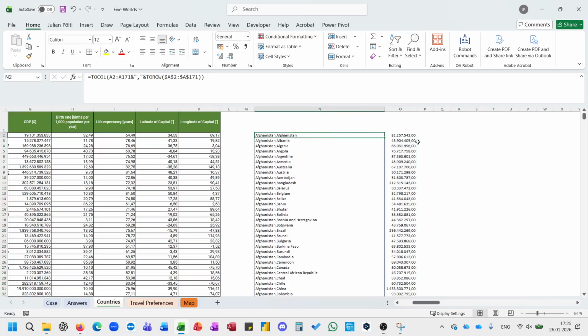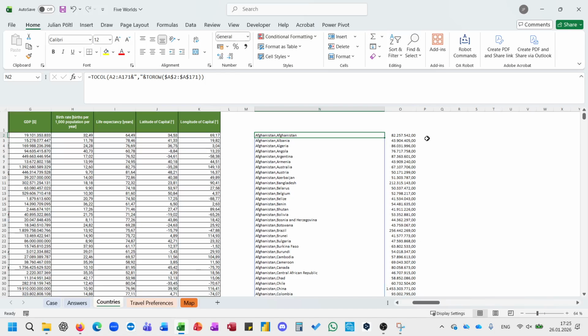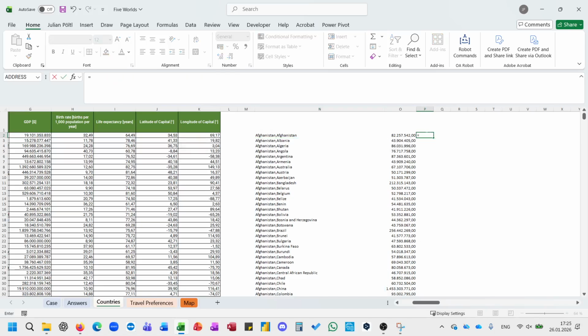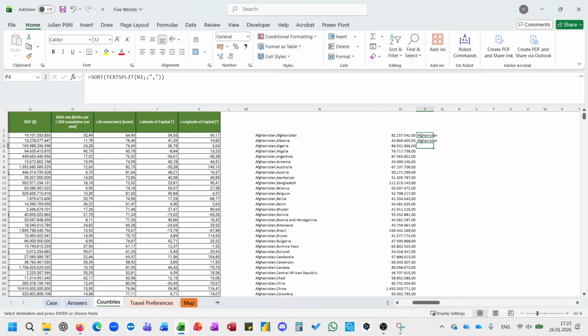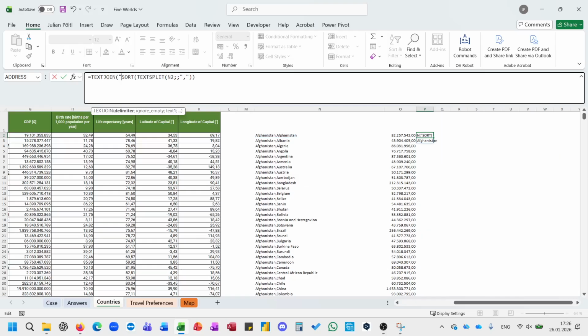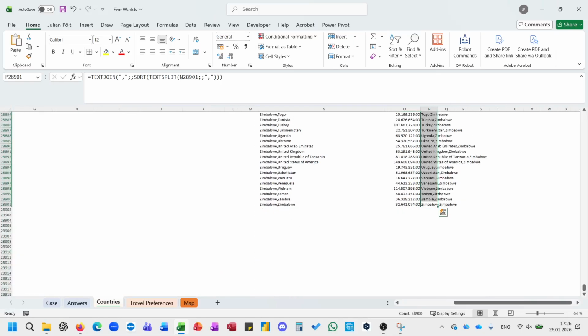Now I need to watch out for 2 things. They should not be the same country. And I have to sort them in alphabetical order. So first I will sort them. I'm doing this by text splitting them by row, sorting them. Then for Afghanistan it doesn't make sense, but for the other one it might make sense. And then text joining them again, and copy this formula below.